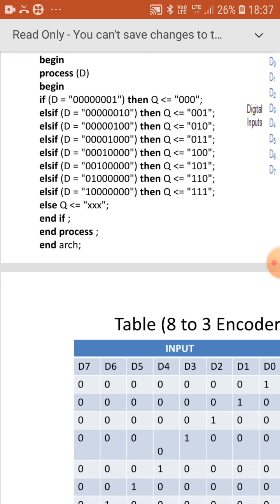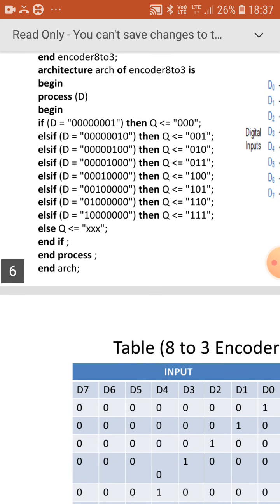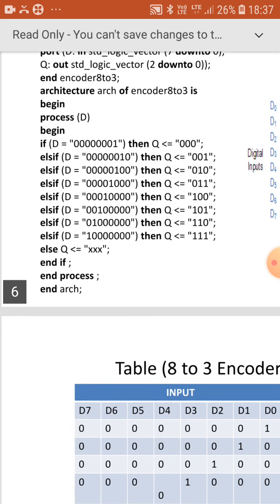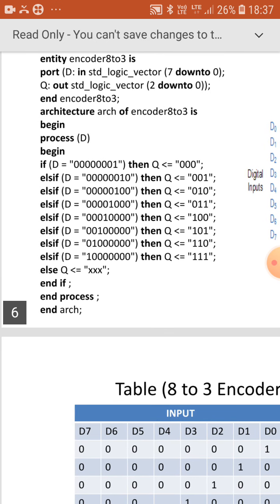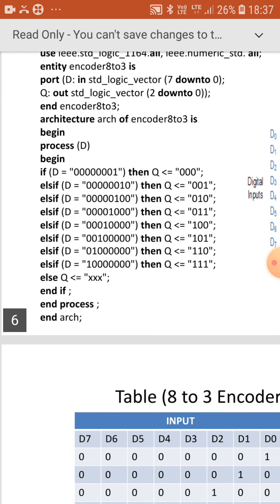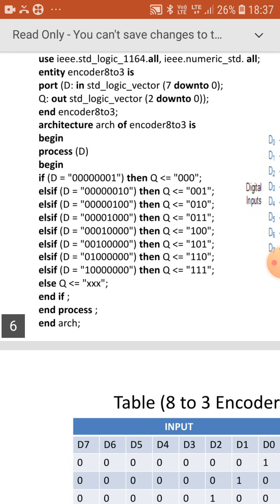If any condition is not satisfied, then it goes to the else statement. So X will be assigned to Q. If D0 is equal to 1, 000 will be assigned to Q. If the condition is false, then it goes to the next else if statement.